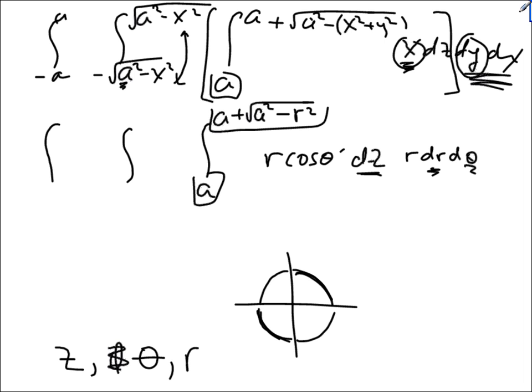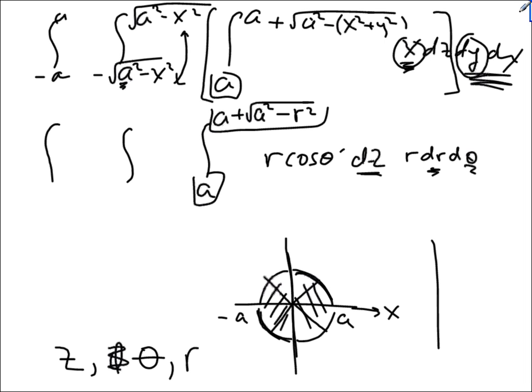Since y goes from negative to positive, we didn't rule out the bottom half or the top half. And since x goes between negative a and positive a, we're not ruling out the left half or the right half. If x just went from 0 to a, it'd be the right half. If it went from negative a to 0, it would be the left half. But it's going from negative a to a. It's the whole entire circle. And the radius goes from 0 to a.